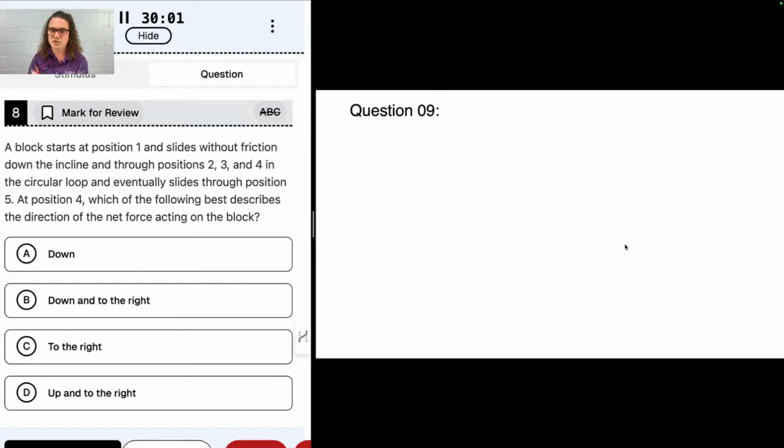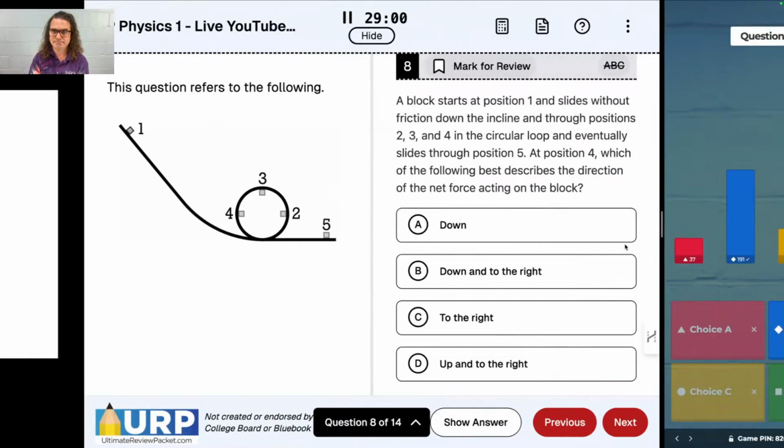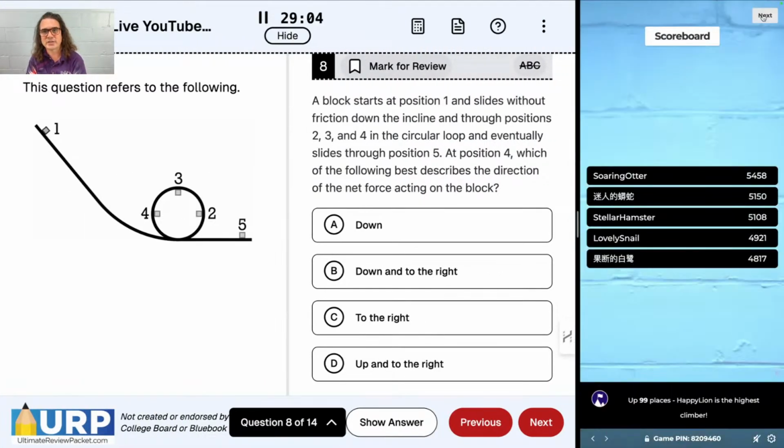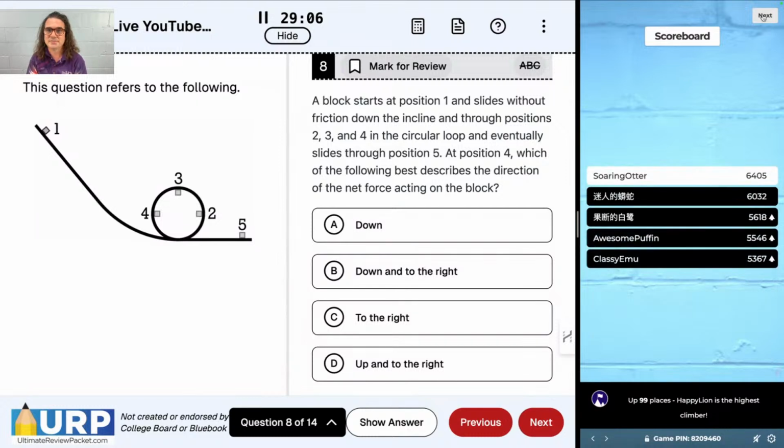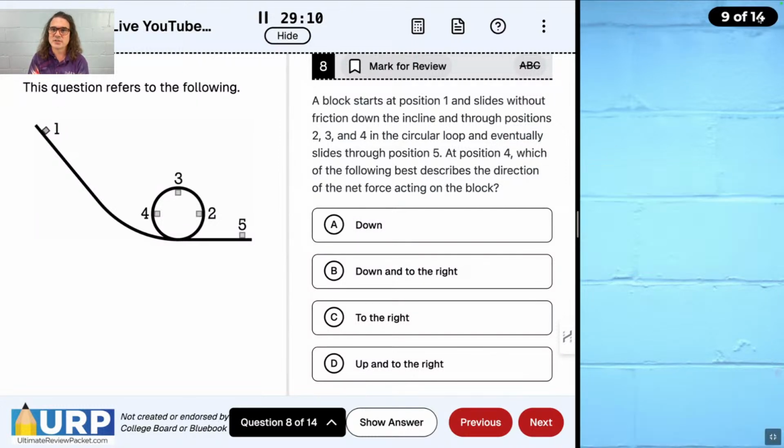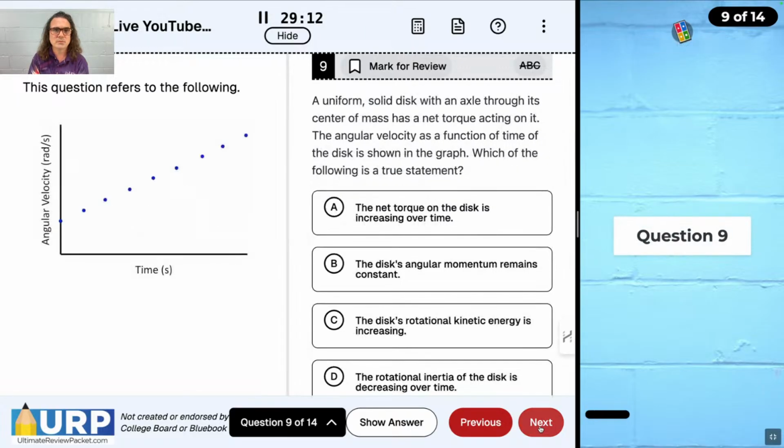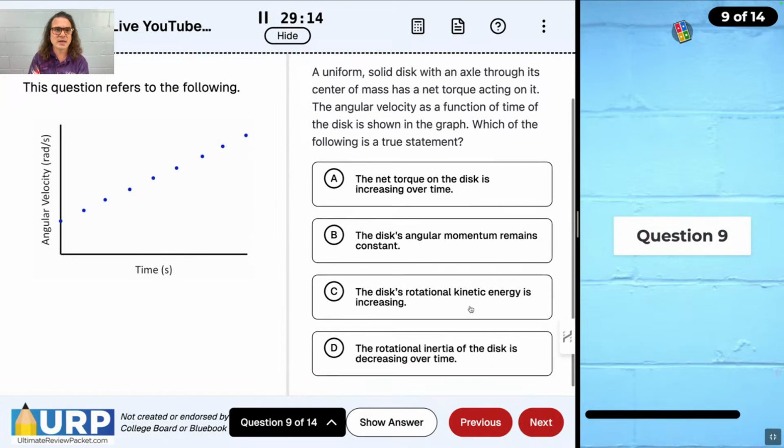Perfect. Question 9. Oh, actually, here we go. Sorry. Soaring Otter. Congratulations, Soaring Otter. All right, let's go to the next question. Question 9.